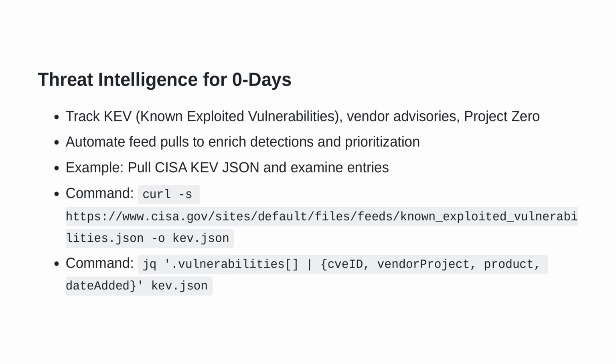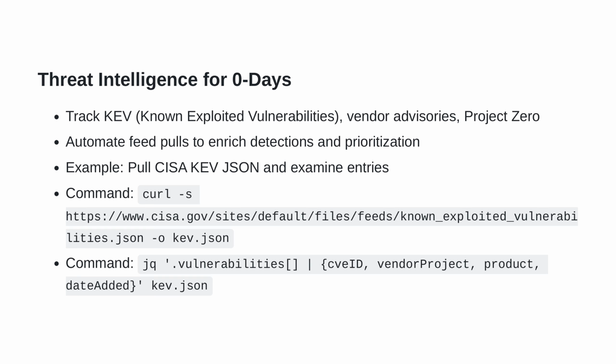Threat intelligence is your early warning system for 0-days and fast-moving exploits. Track CISA Known Exploited Vulnerabilities, KEV, vendor advisories, and Google Project Zero to understand what's actively abused and which bug classes are trending. Don't do this manually. Automate feed pulls and use them to enrich alerts and drive triage. Quick example: pull the KEV feed to a file, then slice out the most useful fields.